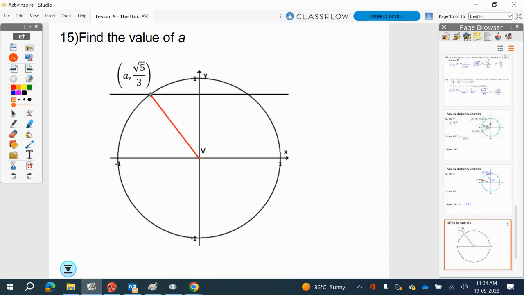All right, let's stop there. We have a right-angled triangle here. What is the length of the hypotenuse? 1. What is the length of this side? 5. What is the length of this side?